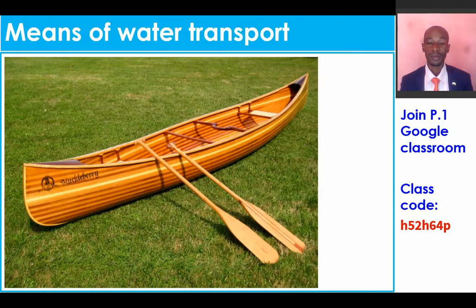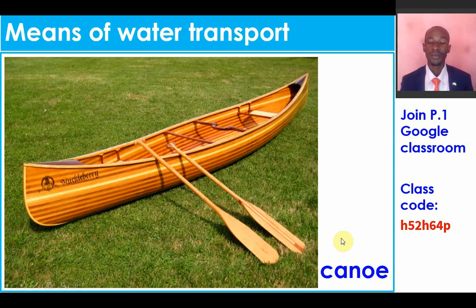Another means of water transport is here. This is a canoe. A canoe is like a boat, but it's slightly different. It also uses paddles. Here I see the paddles that are used to make it move forward. This one is mainly used by tourists and those who enjoy some games that take place on water, like, is it rafting? There are some games. When you visit Bujagali Falls, you will find this. So this is a canoe. The spelling of the word canoe is here.